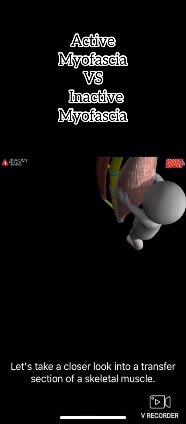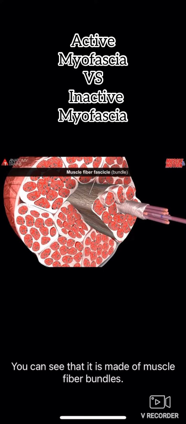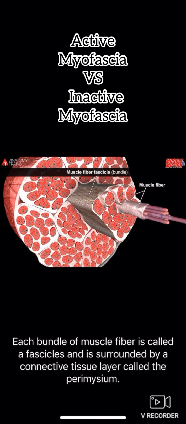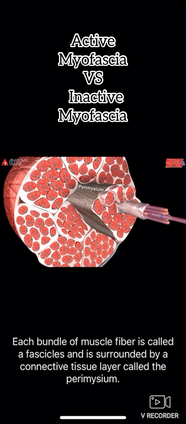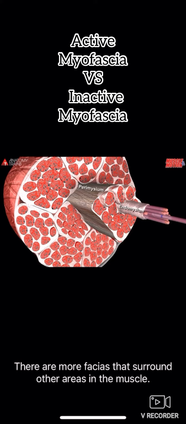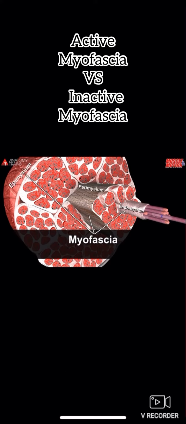Let's take a closer look into a transverse section of a skeletal muscle. You can see that it is made of muscle fiber bundles. Each bundle of muscle fiber is called a fasciculus and is surrounded by a connective tissue layer called the perimysium. There are more fascias that surround other areas in the muscle. Together, they are defined as myofascia.